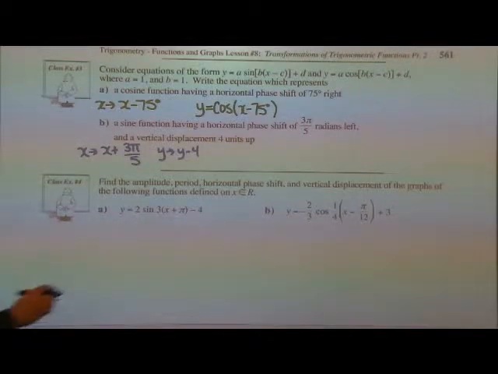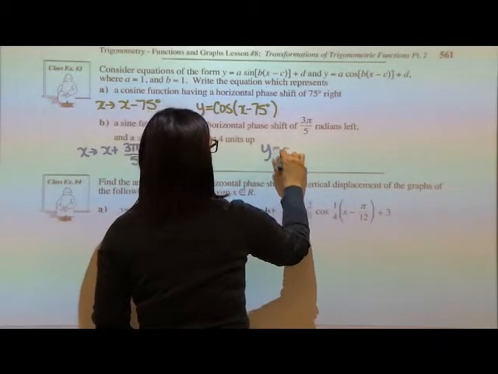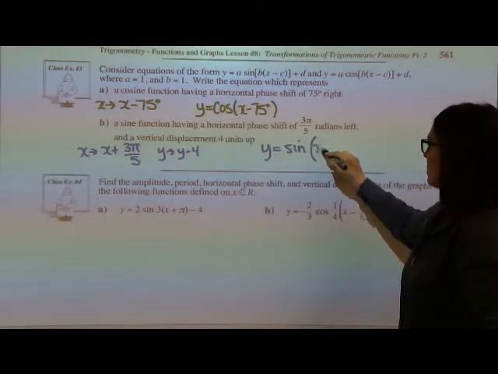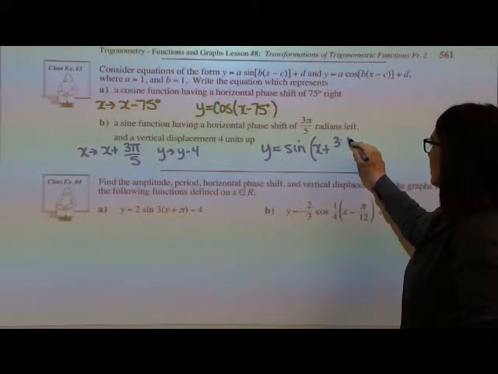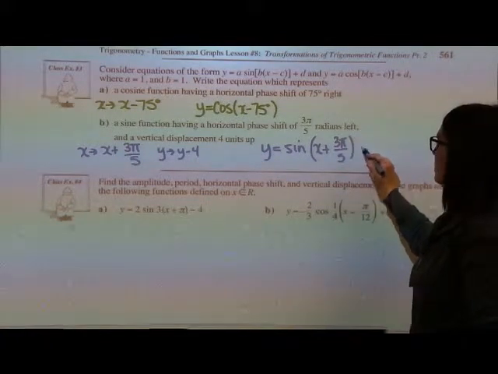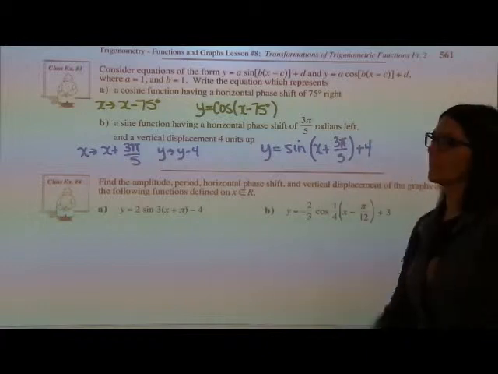Y equals sine and then brackets. X plus 3 pi over 5. And then close bracket plus 4. Good.